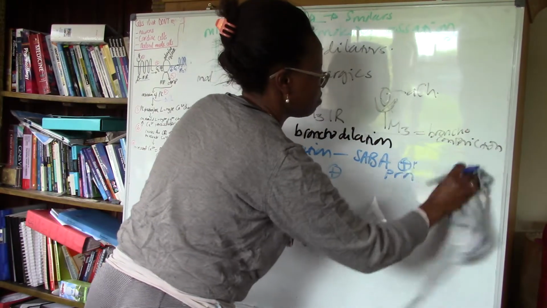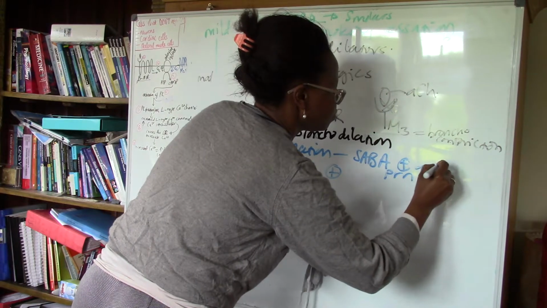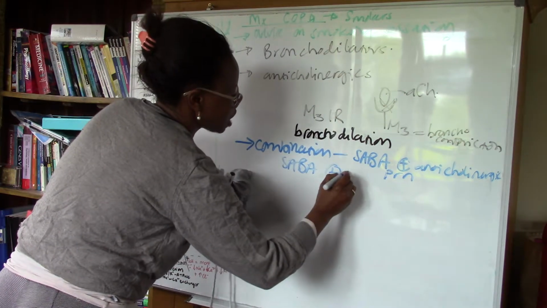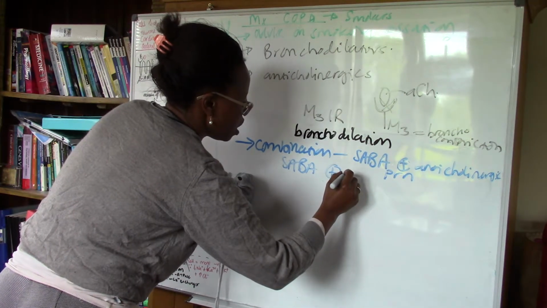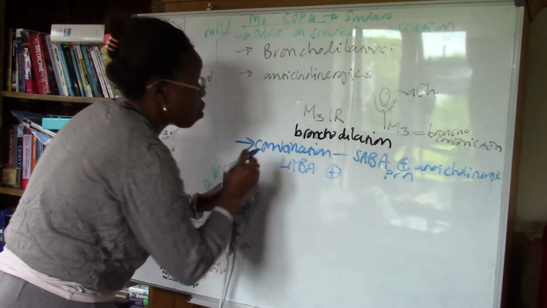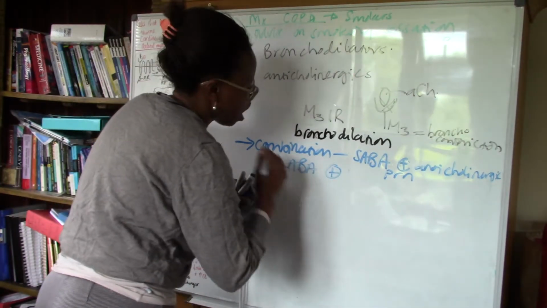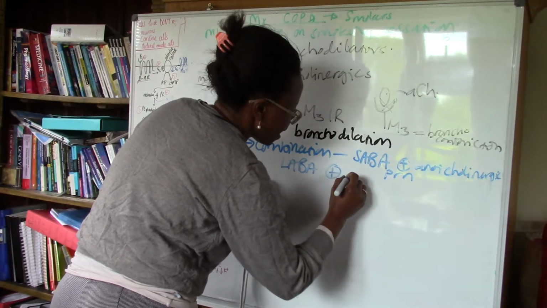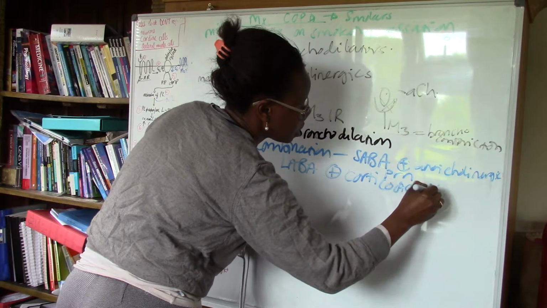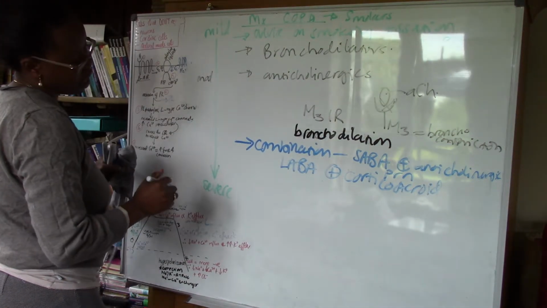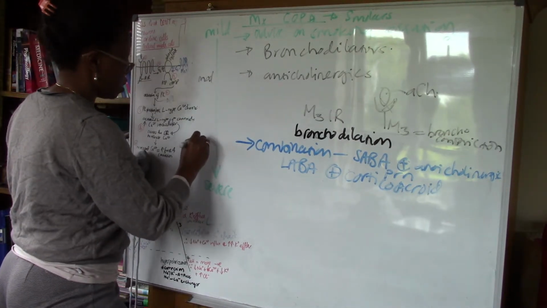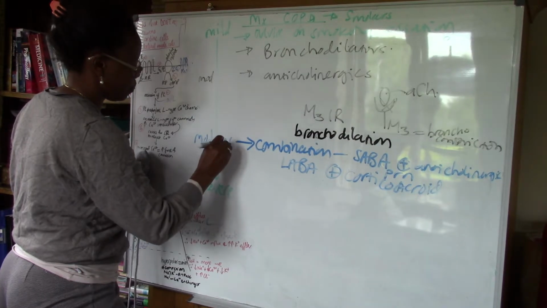Shall I just say SABA and anticholinergic? A SABA and, well, I've said that, sorry. I meant to say a long-acting beta agonist and corticosteroid. And these are used, as we go down the scale, for people who are moderate to severe.